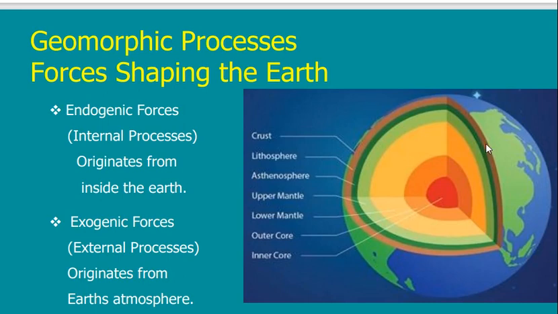Just a reminder, this is the shape of the earth, and as we said, the outer layer is called the crust. Then we have the lithosphere, the asthenosphere. We have just discussed this. This is related to the crust. And then we go deeper to the mantle. We have upper mantle and lower mantle. Then we go deeper to the core. We have a liquid outer core and a solid inner core.